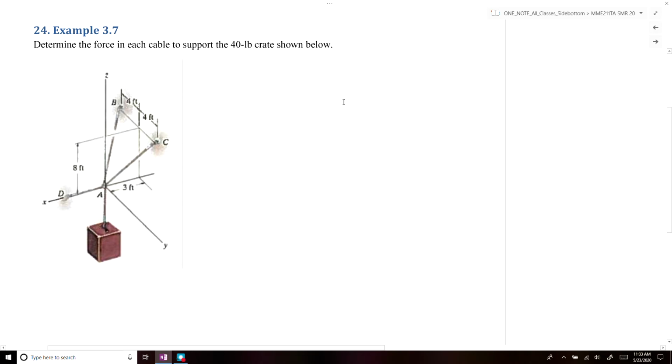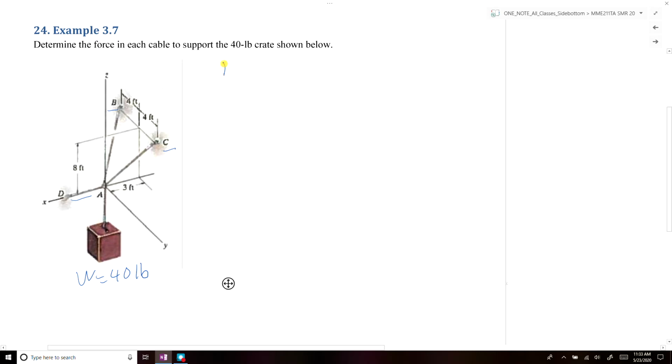So in this example problem, we have a crate that has a weight of 40 pounds. We were given the information that this crate is supported by 3 cables: a cable from point A to point D, a cable from point A to point C, and a cable from point A to point B. And we're given the dimensions of where those cables are anchored to supports at C, B, and D. And we're asked to determine what are the forces within each cable.